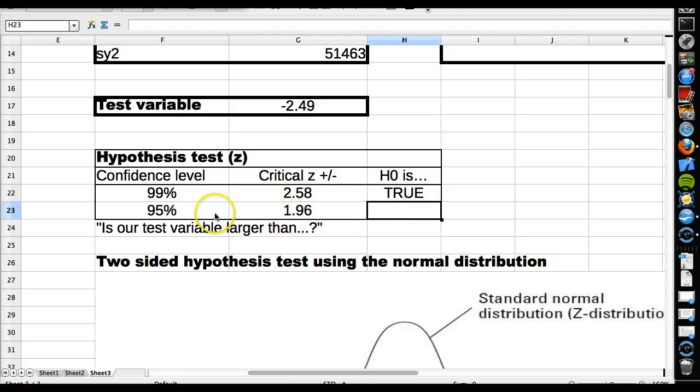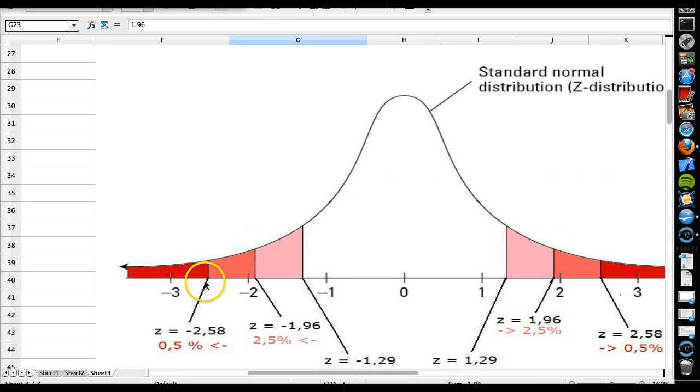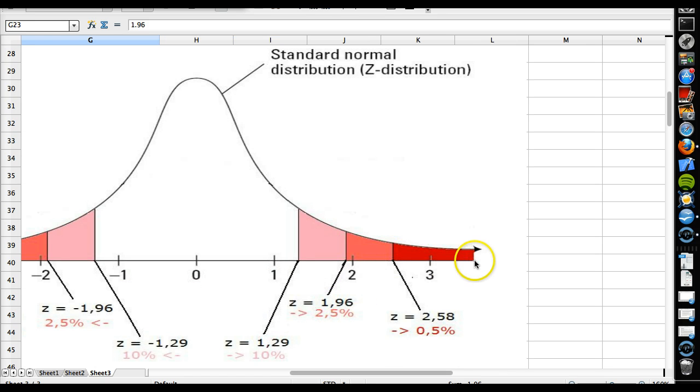If I, however, move down to 95% confidence, and this is pretty common in the social sciences, I have a critical value of 1.96, and then again, check this in the tables if you're curious about that. Is our test variable larger than 1.96? Yes, it is. In absolute terms, it is larger than 1.96. So what we're saying is, okay, we couldn't be this sure. We have to include more uncertainty here in our tail and move all the way down to 1.96. So we have 2.5% there and 2.5% in this tail. So plus 1.96 and minus 1.96.